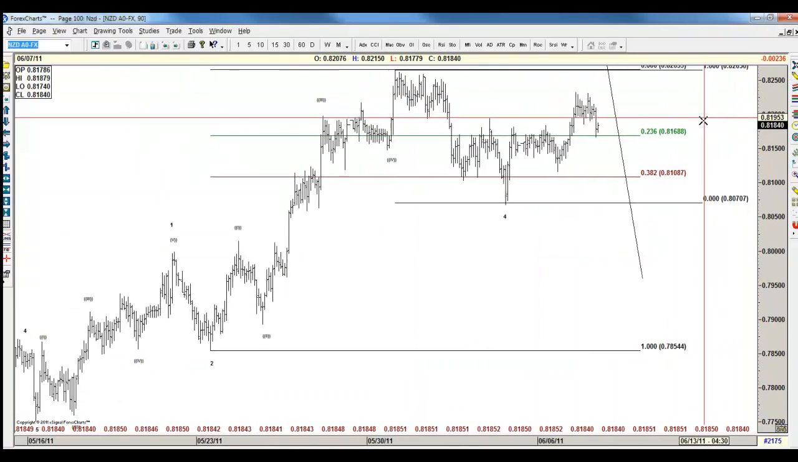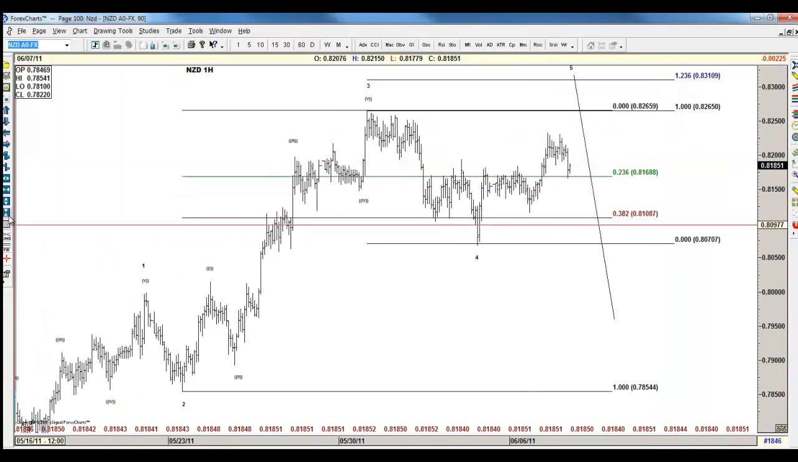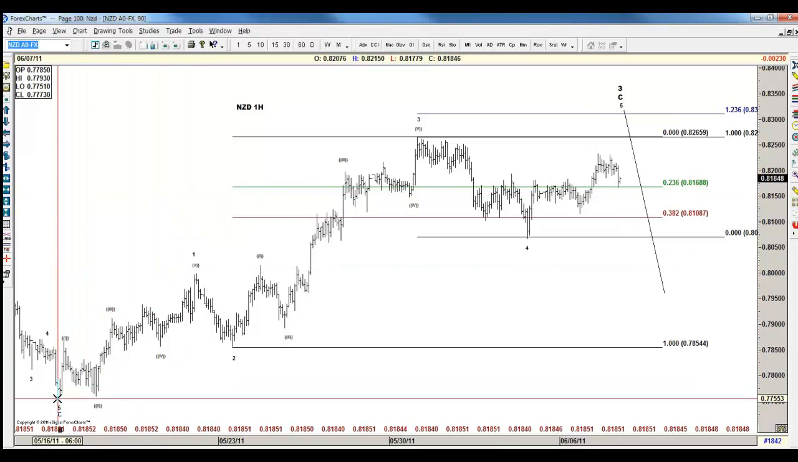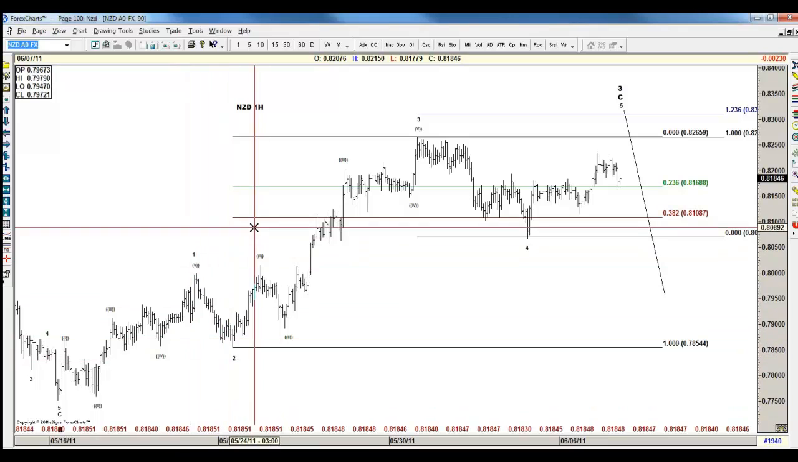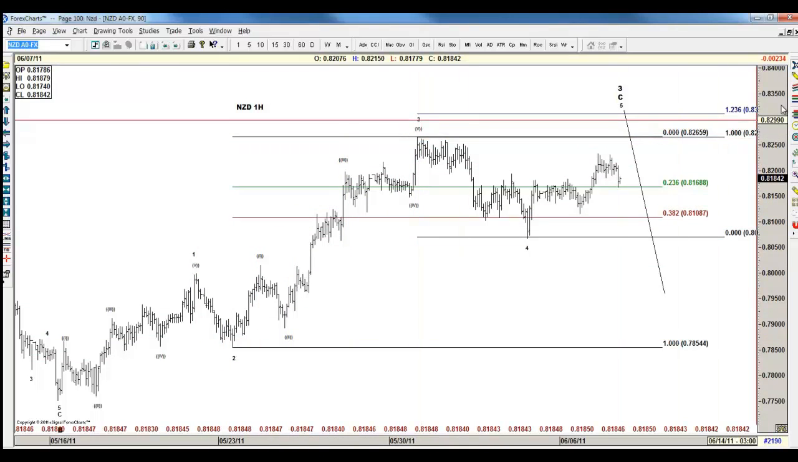Now this is the New Zealand. We've been following the New Zealand wave count, it was pretty good for us. Why? Because from here you can see 1, 2, 3, 4 and a 5, a 2, 1, 2, 3, 4 and a 5.